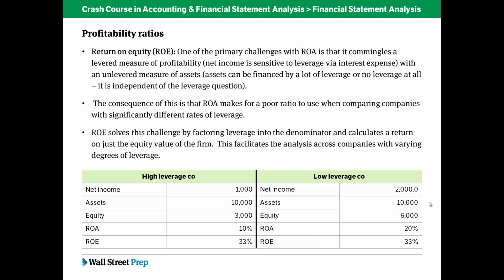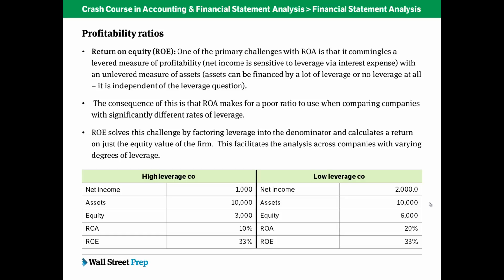Next, we talk about return on equity. One of the primary challenges with the return on assets ratio that we just talked about is that it commingles a levered measure of profitability. Specifically, net income is sensitive to leverage via interest expense, right? So the numerator in return on assets is net income, and the more leverage you have, the lower your net income is going to be, all else equal, because you have high interest expense payments.